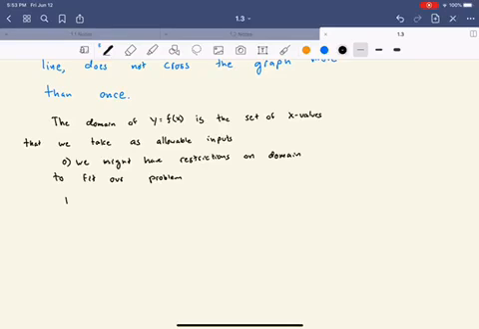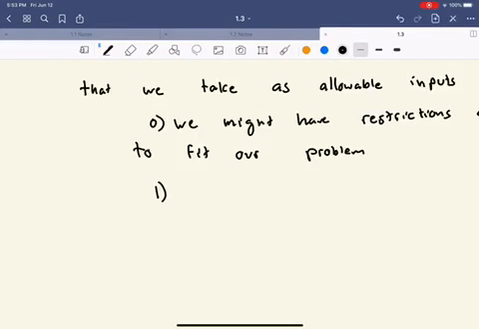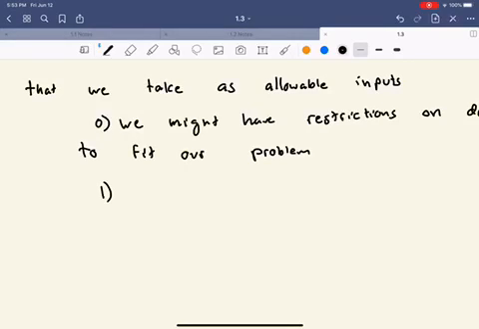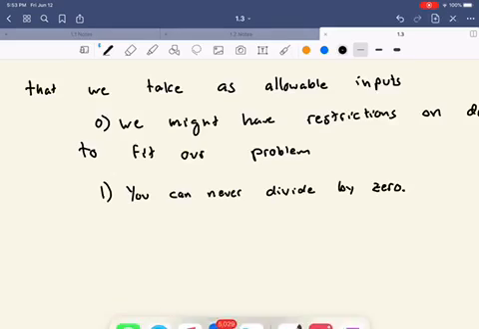But there are two other restrictions that we're going to talk about today. One, you can never divide by 0. Once you start allowing division by 0, math no longer makes sense. So we can never divide by 0.